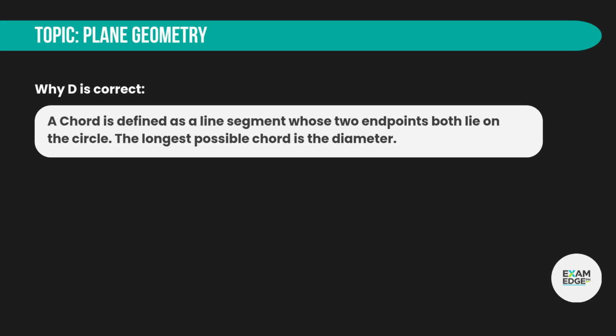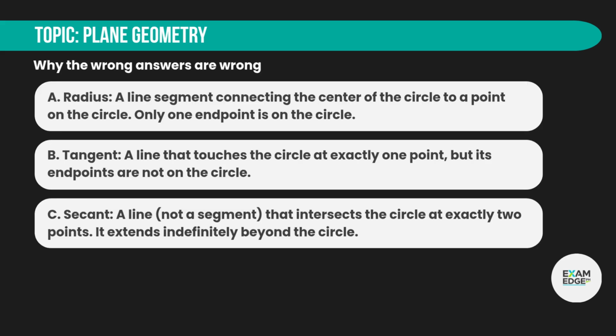Why D is correct? A chord is defined as a line segment whose two endpoints both lie on the circle. The longest possible chord is the diameter. Why the wrong answers are wrong? A. Radius. A line segment connecting the center of the circle to a point on the circle. Only one endpoint is on the circle. B. Tangent. A line that touches the circle at exactly one point, but its endpoints are not on the circle. C. Secant. A line, not a segment, that intersects the circle at exactly 2 points. It extends indefinitely beyond the circle.